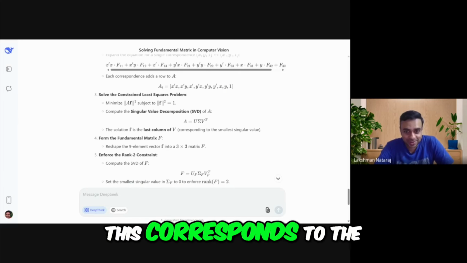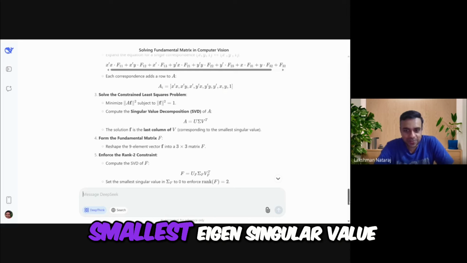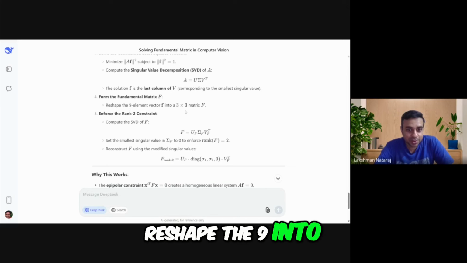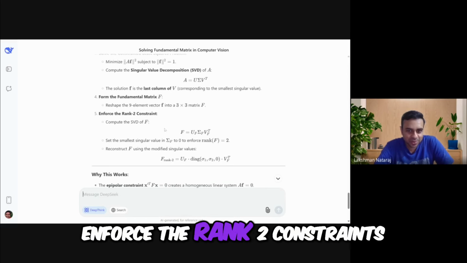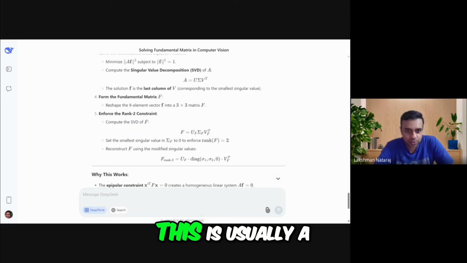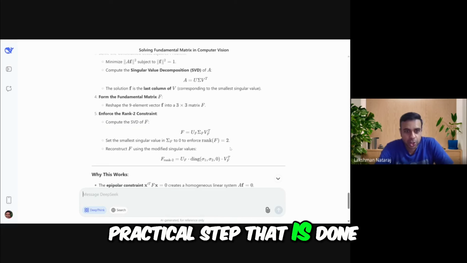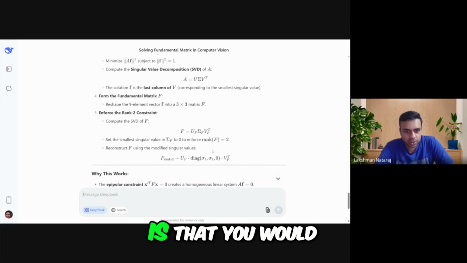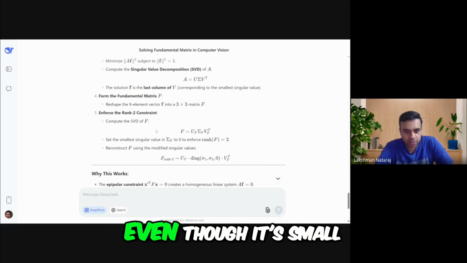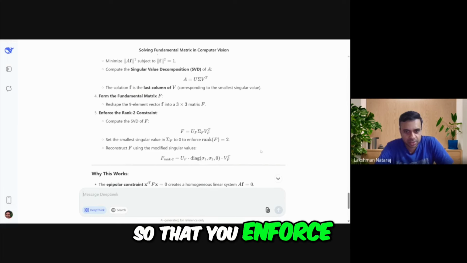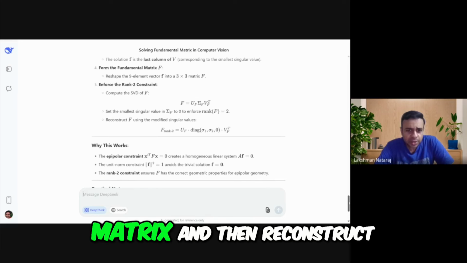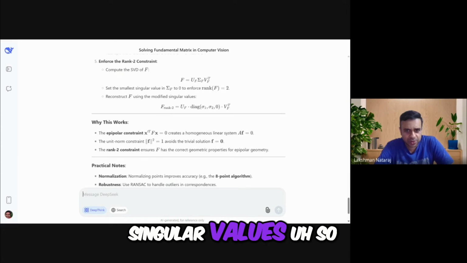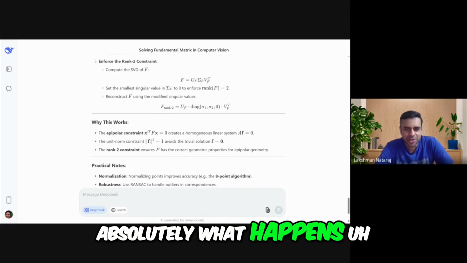This is also right. This corresponds to the smallest singular value, and form the fundamental matrix F. Reshape the 9 into a 3 by 3 matrix. That is true. Enforce the rank 2 constraint; this is usually a practical step that is done. So only if you're actually coding it, you would know this part. What you would do is set the smallest singular value to 0, even though it's small, so that you enforce that this is a rank 2 matrix, and then reconstruct F using the modified singular values. This is absolutely what happens when you do this.